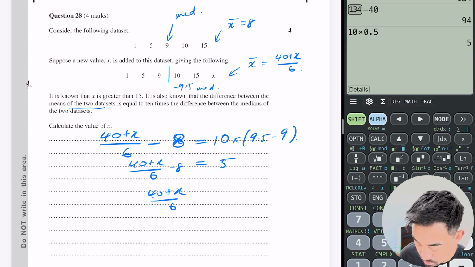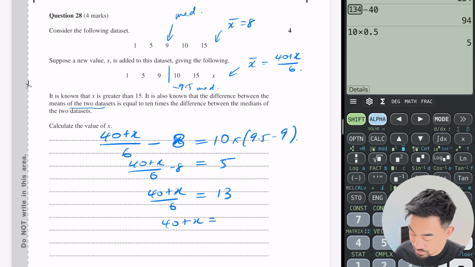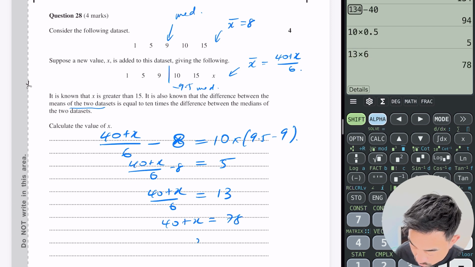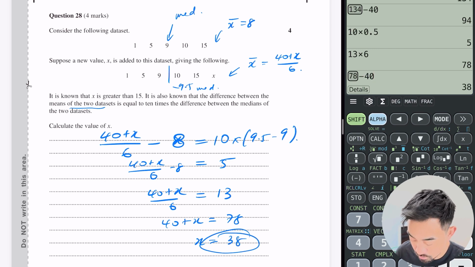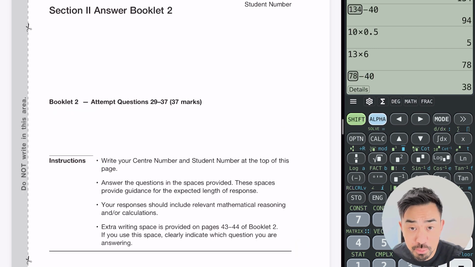Let's hopefully get this. So that's 8 plus 5 is 13. Times both sides by 6. So 13 times 6 is 78. Minus 40. So x is equal to 38. Done. All right, we've reached booklet 2.